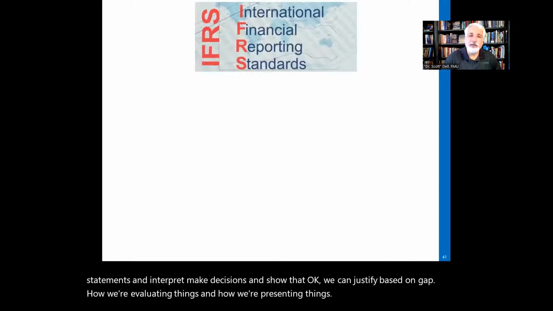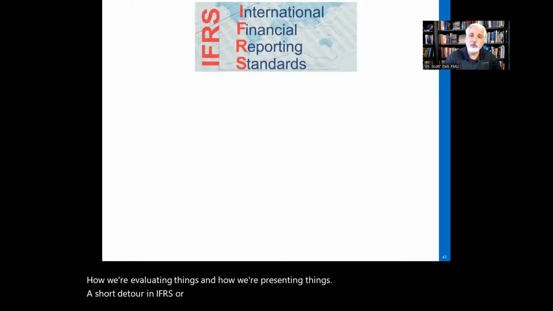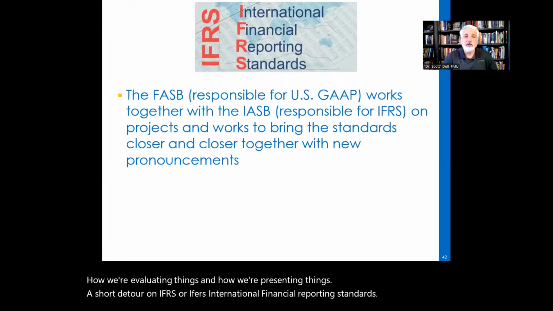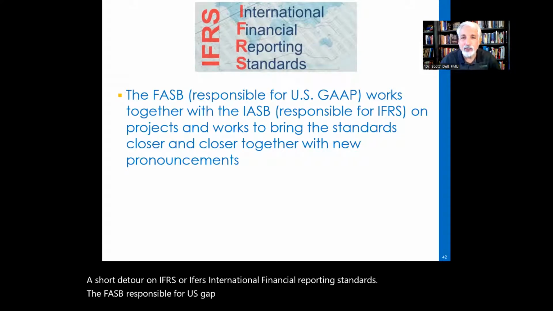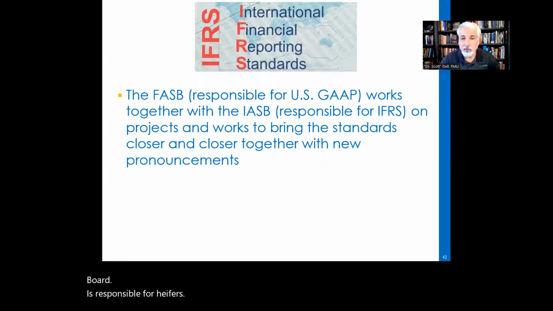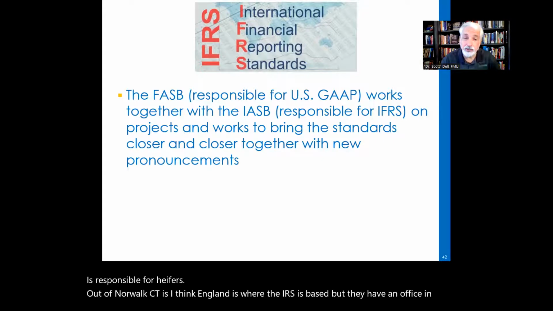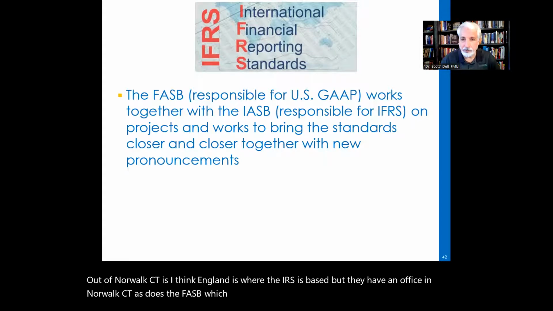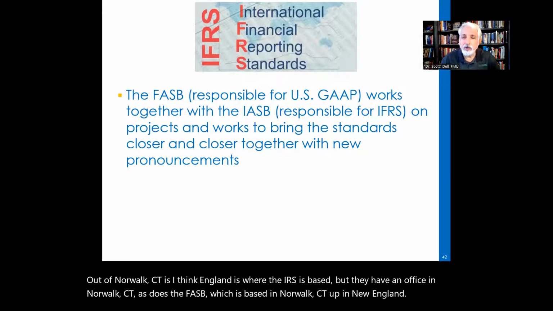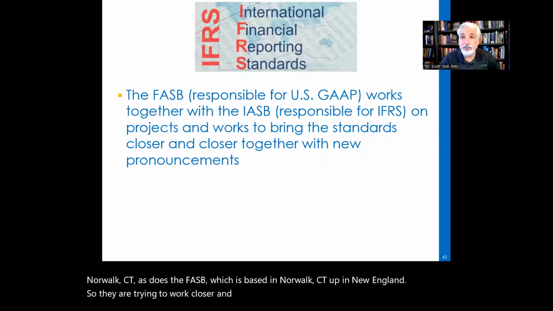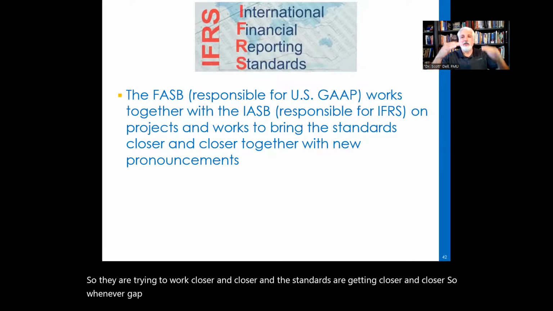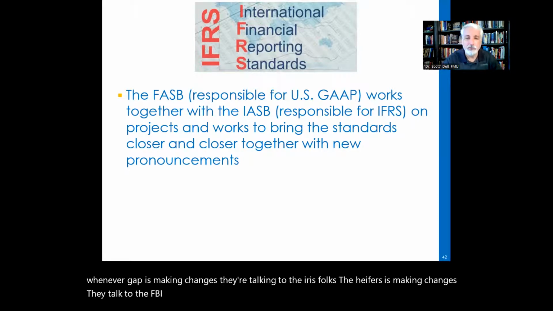A short detour on IFRS, International Financial Reporting Standards. Well, the FASB is responsible for US GAAP, the same way the International Accounting Standards Board is responsible for IFRS. Now, I think England is where the IFRS is based, but they have an office in Norwalk, Connecticut, as does the FASB, which is based in Norwalk, Connecticut, up in New England. So they are trying to work closer and closer, and the standards are getting closer and closer. So whenever GAAP is making changes, they're talking to the IFRS folks. When IFRS is making changes, they talk to the FASB folks, and they're trying to bridge that gap.